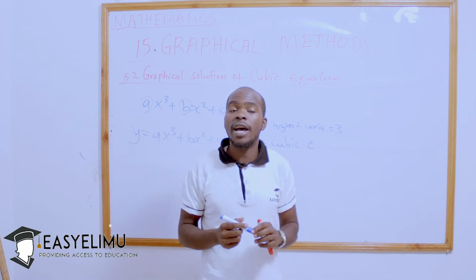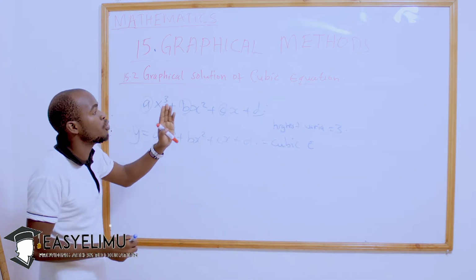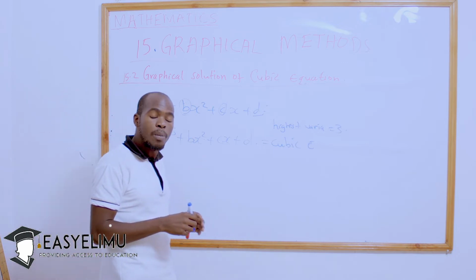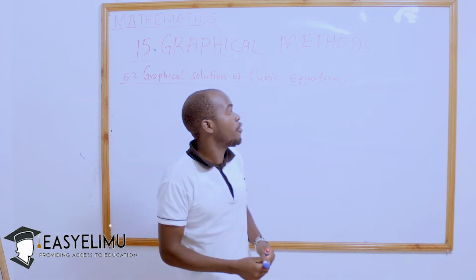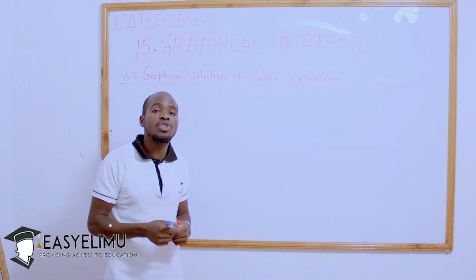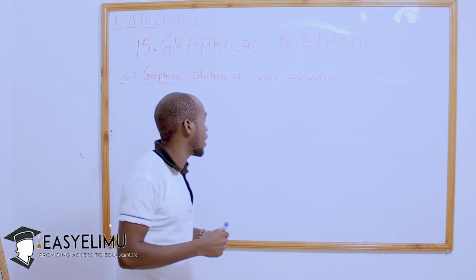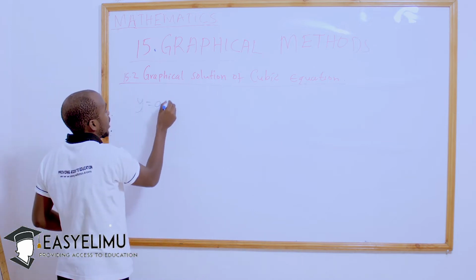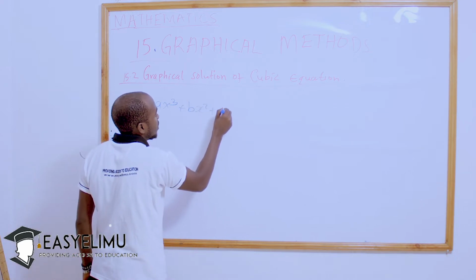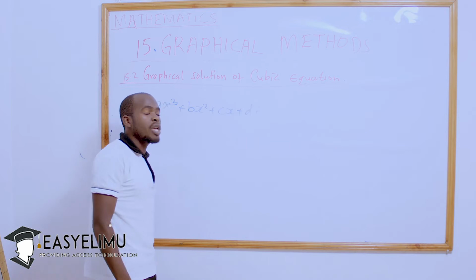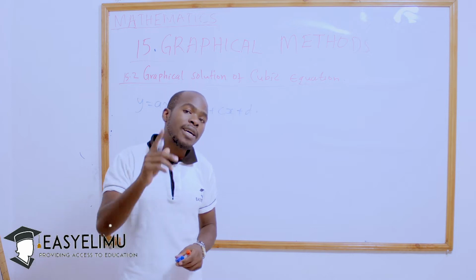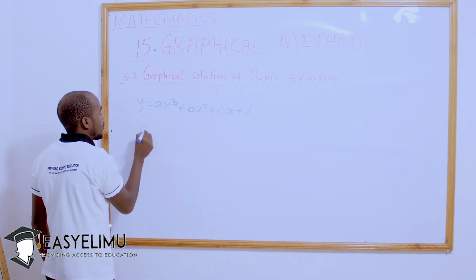So we shall consider now the solution of cubic equations using graphs, or using the graphical method. In the solution of cubic equations using graphs, you may be issued with a graph like y equals ax cubed plus bx squared plus cx plus d, and you'll be asked to draw the respective graph. What do you do? The first thing, remember, you have to form a table.